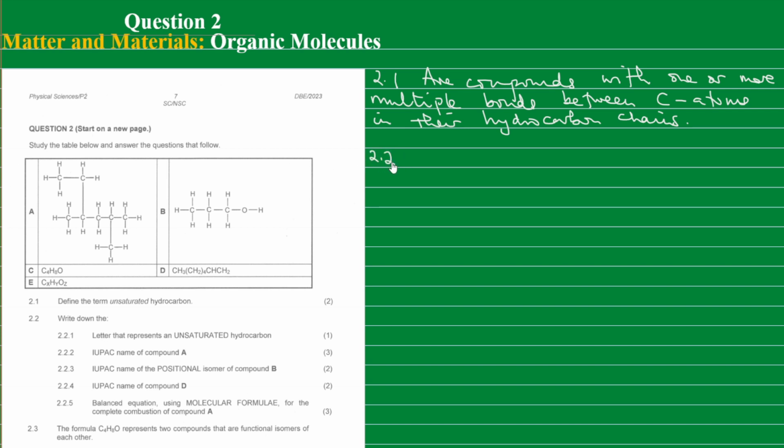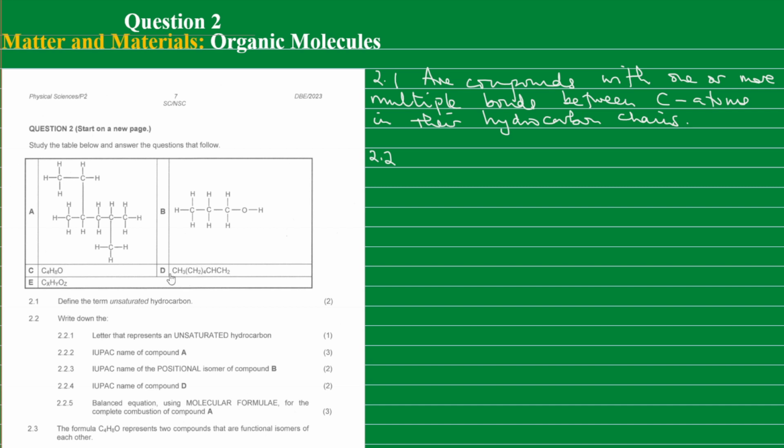2.2. Write down the letter that represents an unsaturated hydrocarbon. So we have got A, B, C, D, E. Which letter is an unsaturated hydrocarbon? As we can clearly see, there is no multiple bond in A, no double bond or triple bond. In B, we don't have any double bond or triple bond. So B is saturated. Also, C is saturated. This can be an aldehyde or a ketone.